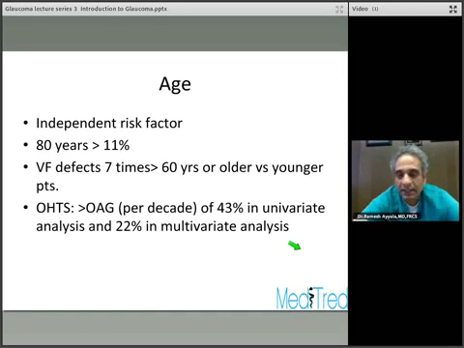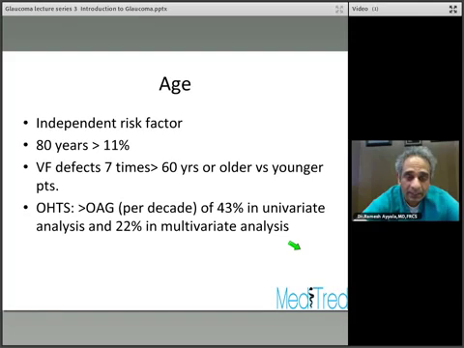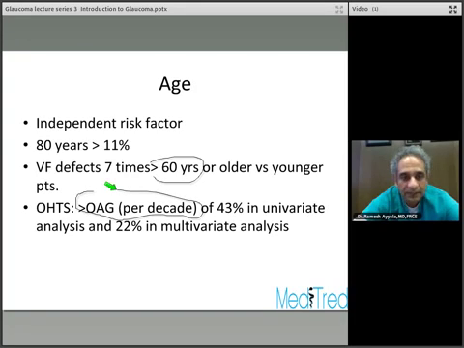Age, again, is an independent risk factor. It's 11% incidence of glaucoma by the time you hit 80 years of age. Visual field defects are 7 times more likely to occur in patients older than 60 years of age compared to younger patients less than 60. And in the old study, the likelihood of somebody developing glaucoma was found to be 43% higher in univariate analysis and 22% in multivariate analysis per decade of age.